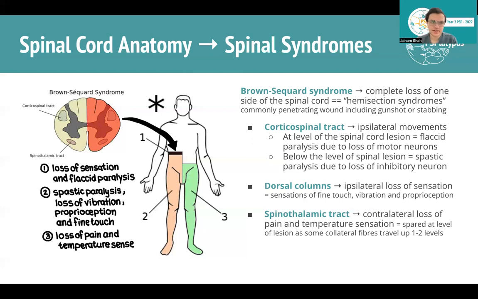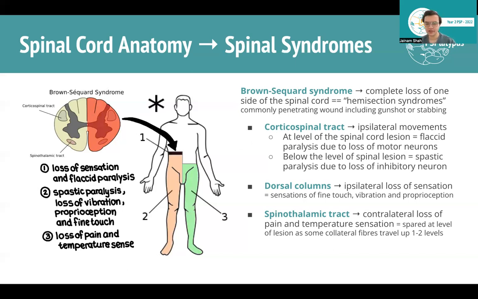The three main tracts that are going to be affected, the ones we're going to focus on, are the corticospinal tract, the dorsal columns, and the spinothalamic tract. In other words, you've got one motor pathway and two of the major sensory pathways. The corticospinal tract is responsible for ipsilateral movement in relation to the spinal cord. Remember, it stays on the ipsilateral side if you're considering damage within the spinal cord itself.